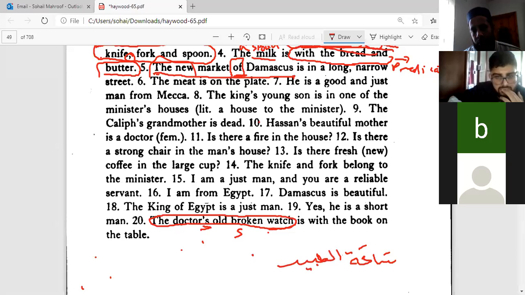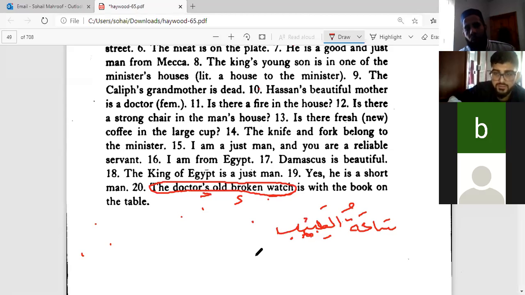Yeah, should be right. So is it sa'atu? Sa'atu. At-tabibu. Sorry. Tabibu, right? At-tabibatu. Why is it at-tabibatu? Because the doctor, sa'atu is female. Yeah.